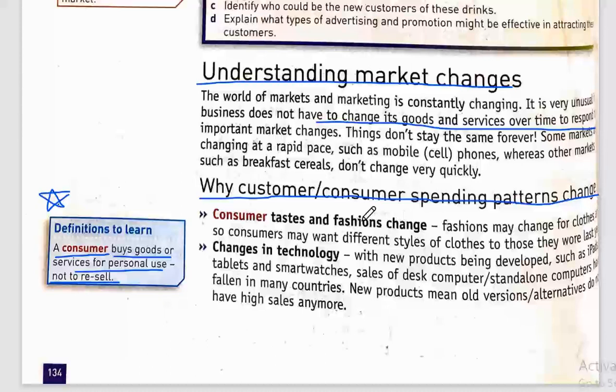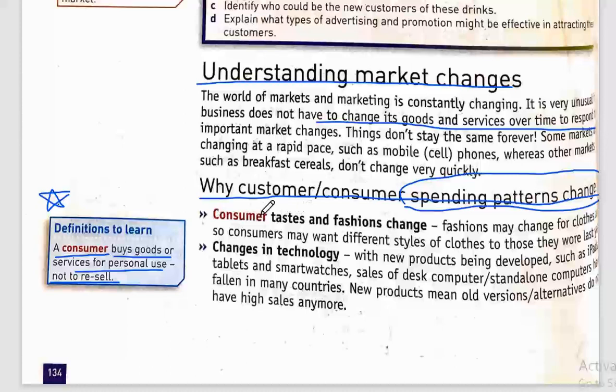So why do customers' spending patterns change? Sometimes they are spending a lot of money on a certain product, then they stop, or they used not to pay a lot for this product, then they are spending a lot of money. These are called spending pattern changes.